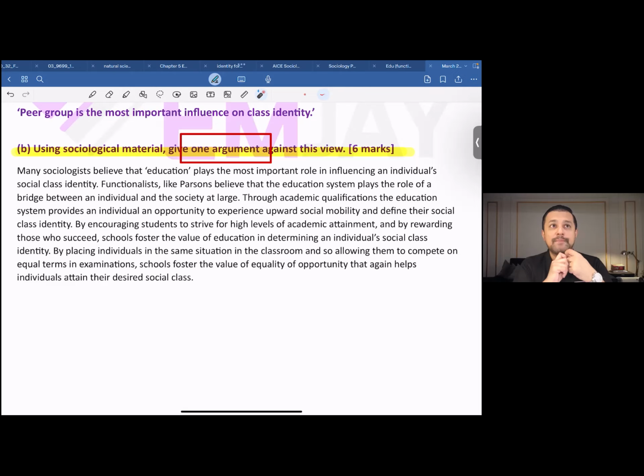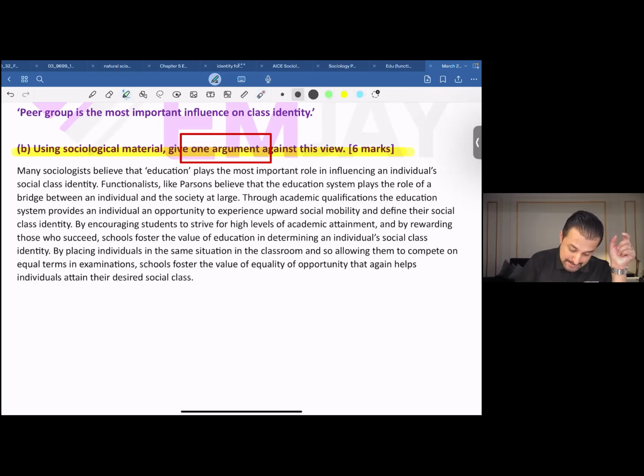In 2021, the CI very clearly specified that students would be tested on perspectives in paper two, that is family. This is paper one here, right? Nonetheless, as you've prepared for paper one, you must have, let's just say, partially prepared for paper two as well. So if you're aware of perspectives, you might as well use them, right? If you write them, you'd get credit for them, but if you do not write them, no one's going to penalize you. Now, moving on, many sociologists believe that education plays the most important role in influencing an individual's social class identity.